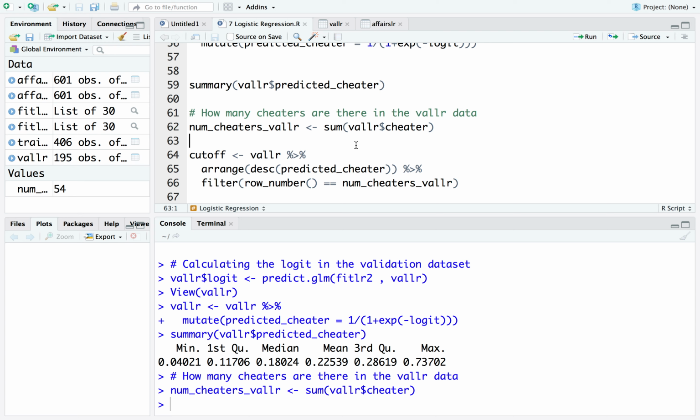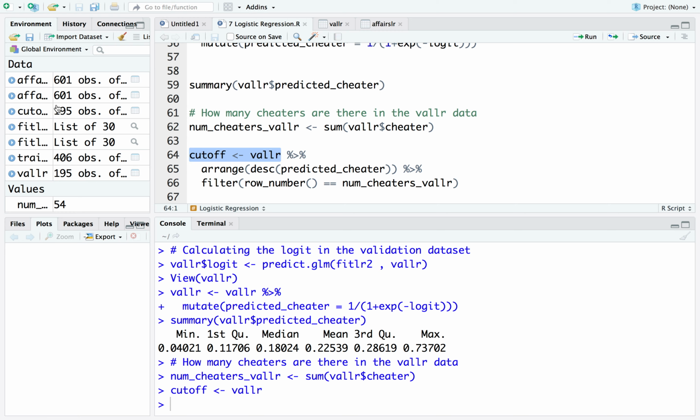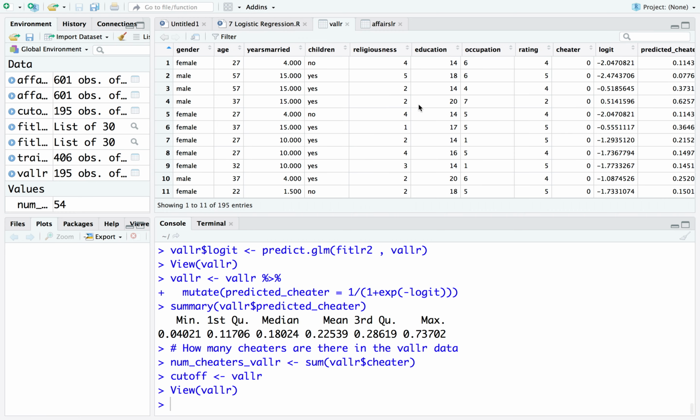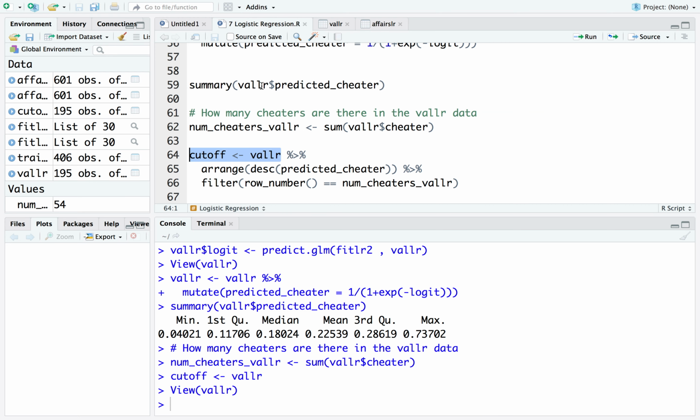Look what I'm going to do here. I'm going to do this in steps. I'm going to create my cutoff. If you want to see how you can do it in steps, just run this. Basically, for cutoff, I've just inserted the data set val LR. Continuing, I'm going to sort it in descending order by predicted cheater. Let's see how this goes.